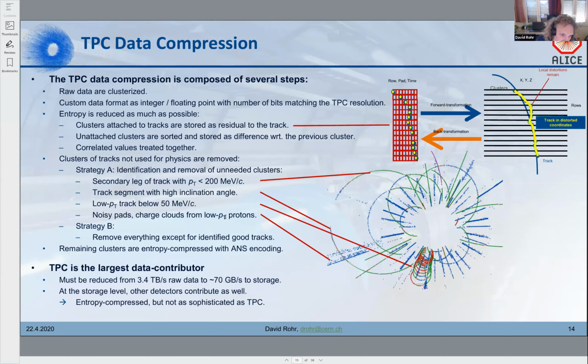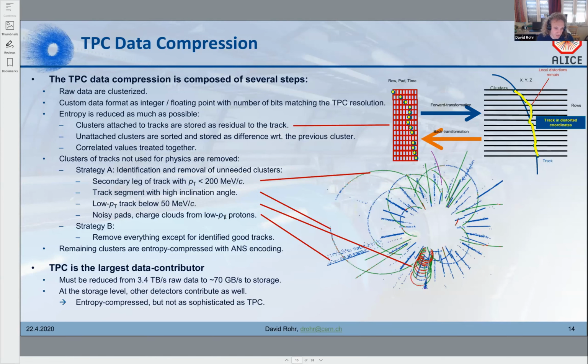And there are 2 strategies to remove that. Strategy A, our baseline, is to do a positive identification of these cases and then just remove them. Strategy B is to do identification of good tracks and remove everything else. So basically what we remove in strategy B by design encompasses everything that we would remove in strategy A, but it's much more dangerous because if we don't find a good track, we would remove it. Therefore this is only a fallback scenario, and we would aim for strategy A.